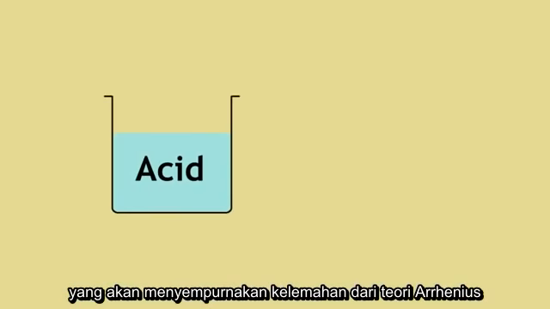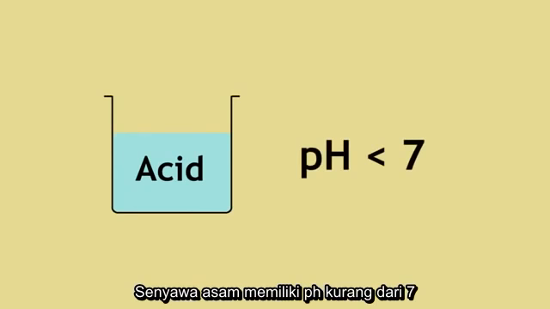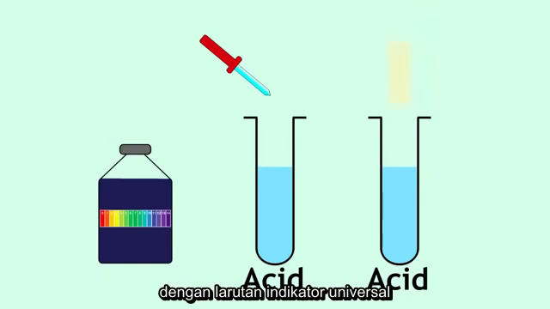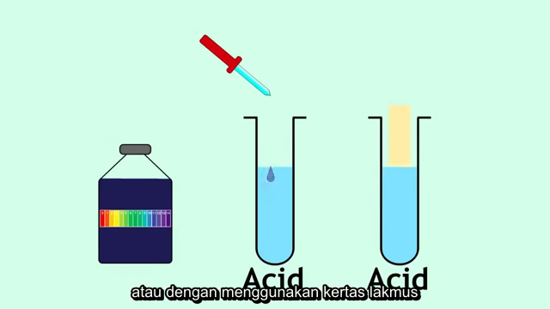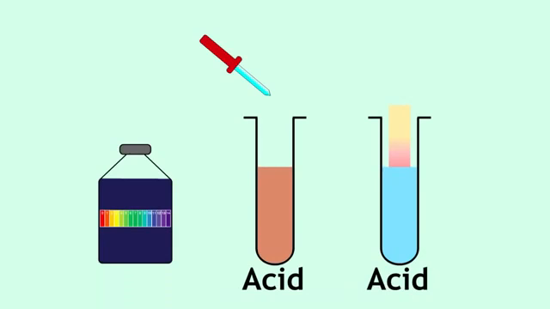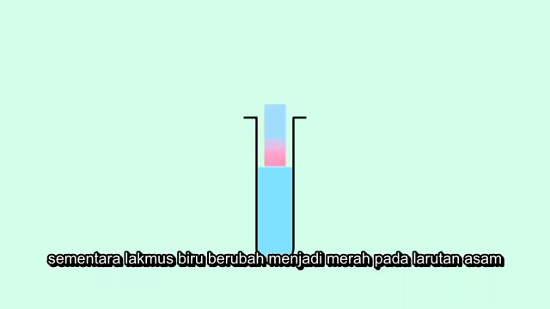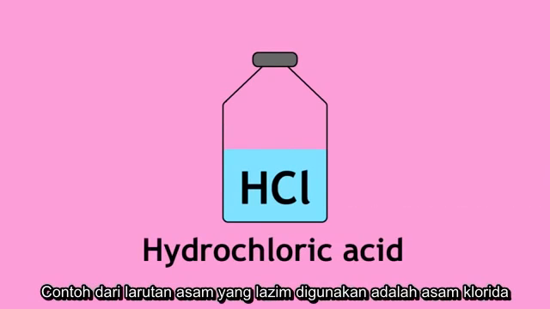You have learned that acids are substances with a pH lower than 7. We can test for acids using universal indicator solution, or paper, which turns red or orange, all depending on the strength of the acid. Blue litmus paper also turns red in the presence of an acid. An example of an acid that you are likely familiar with is hydrochloric acid.